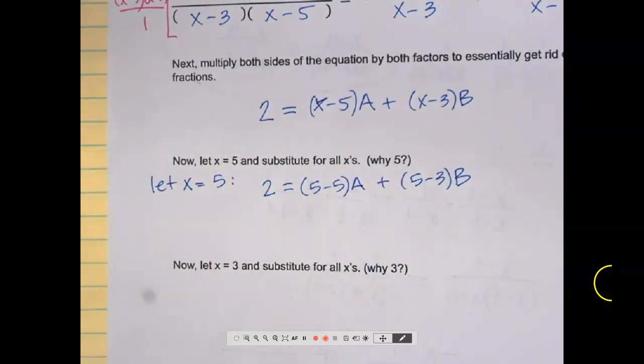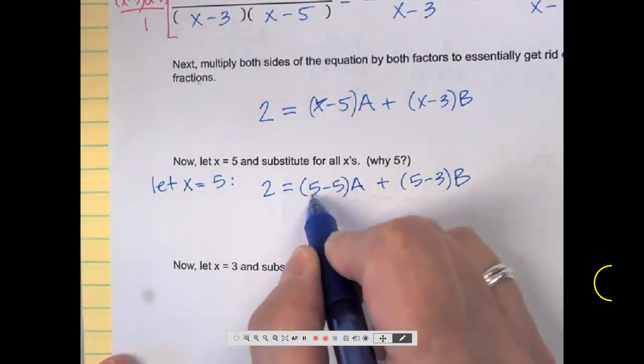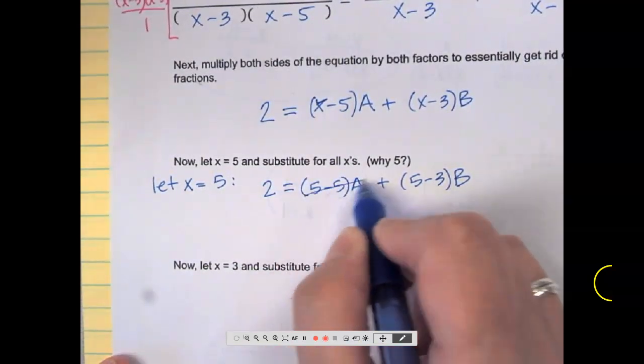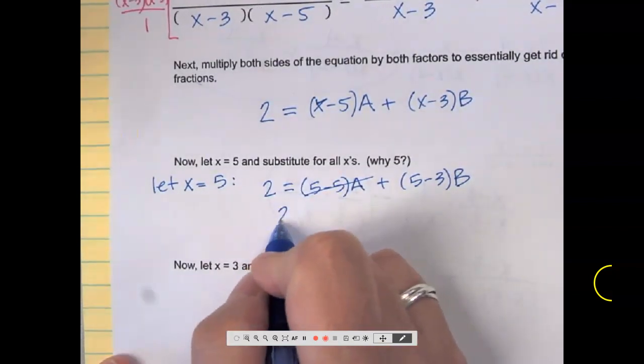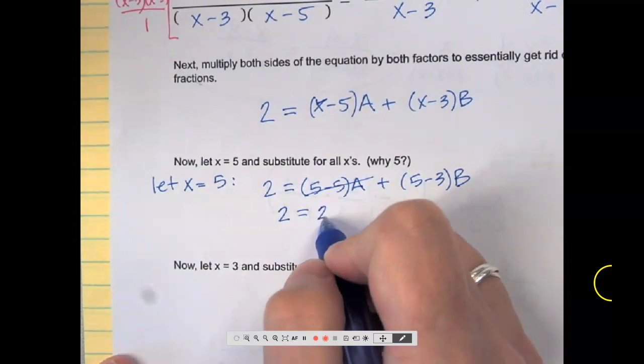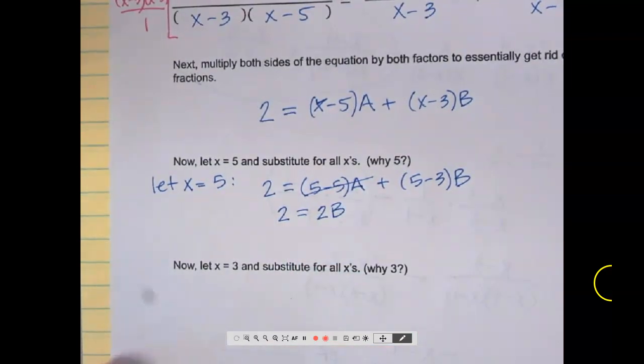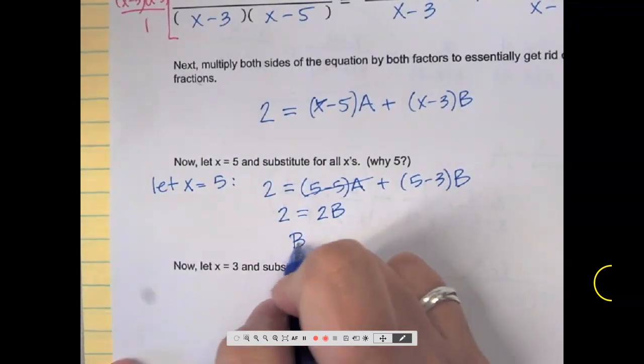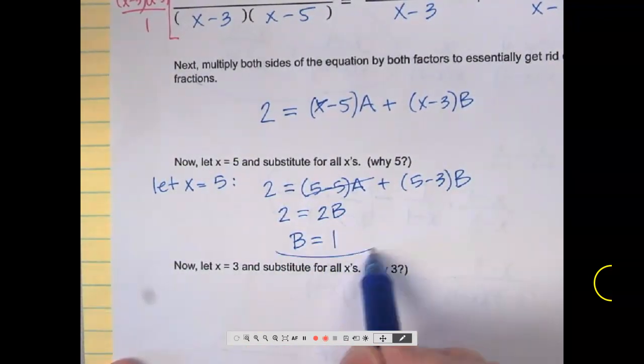And isn't this cool what happens? That whole thing's going to drop out. That's 0A, so that's just gone. And that, I agree, it's pretty lit. 5 minus 3 is 2. So 2 is 2B. And what is B? 1. We're halfway there. Well, more than half, but we found one variable.